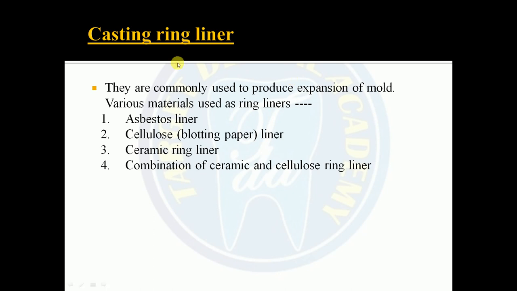So casting ring liners are commonly used to produce the expansion of the mold. Various materials are used as ring liners: asbestos liners, cellulose (that is blotting paper liner), ceramic ring liners, and a combination of the ceramic and the cellulose ring liners.